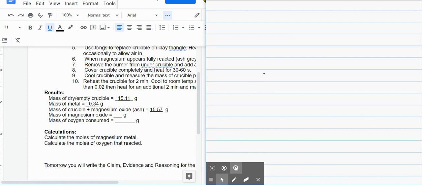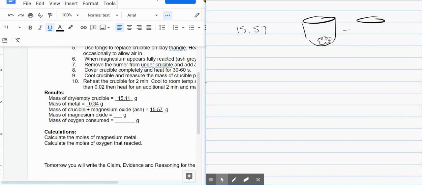All right, so if we had an ending mass of 15.57 grams, and that was the mass of the crucible with the magnesium oxide inside of it, we're going to subtract the mass of the empty crucible, and that will tell us the mass of what was inside. So the empty crucible is going to be 15.11 grams. And when we subtract, we get 0.46 grams of magnesium oxide inside my crucible.